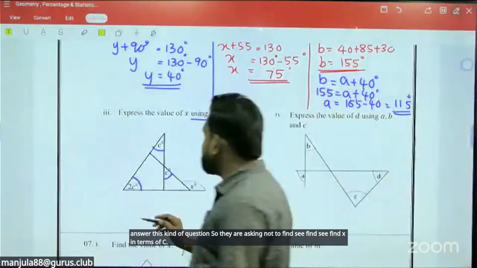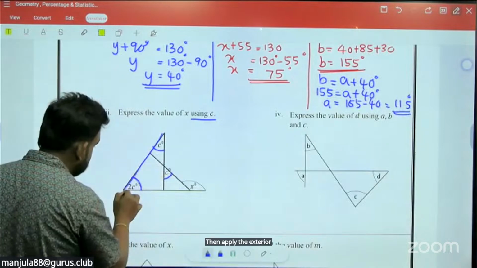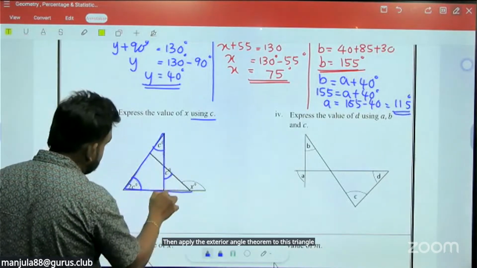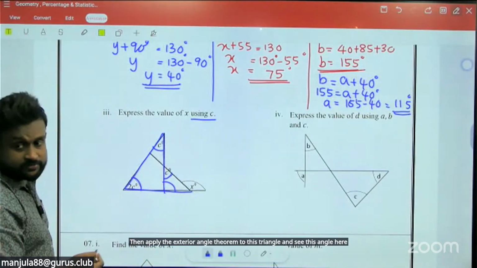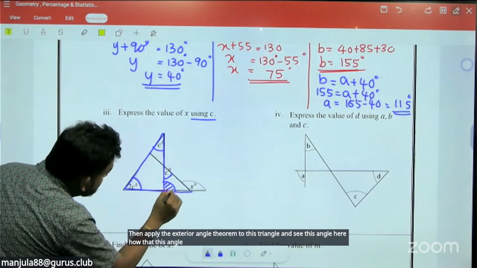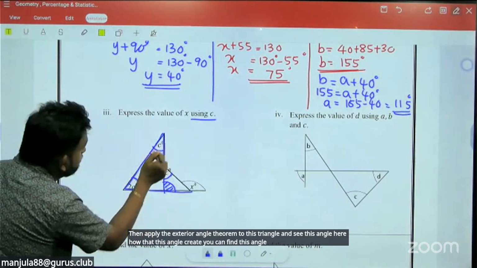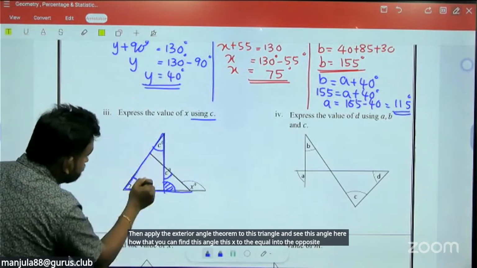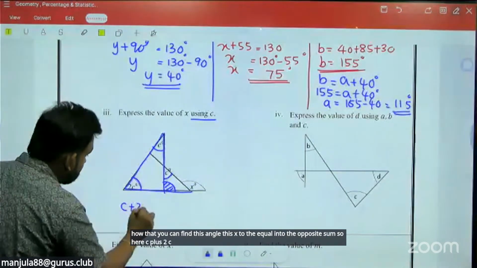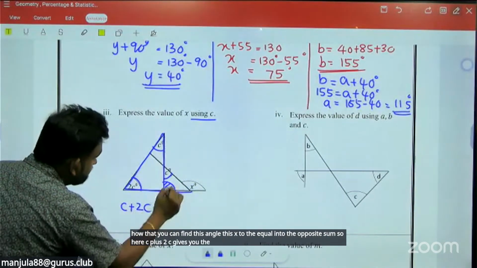Then apply the exterior angle theorem to this triangle and see this angle here. How does that C angle create this angle? You can find this angle: exterior equals the sum of the interior opposite angles. So here C plus 2C gives you the answer 3C. So 3C comes here.